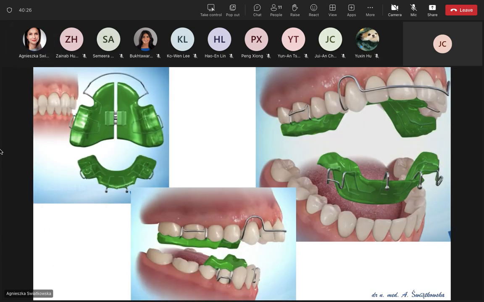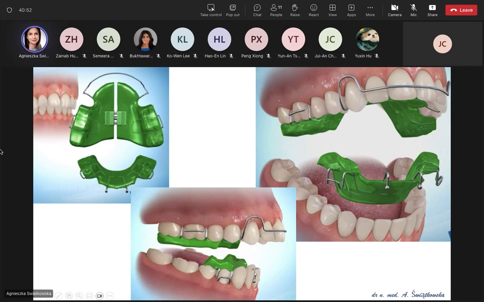Okay, the most popular appliance nowadays, which we use, is the twin block. Twin block means that we have two plates for the upper arch and lower arch, and here we have blocks of acrylic with an inclined biplane. So if the patient closes the mouth, the lower jaw goes forward.